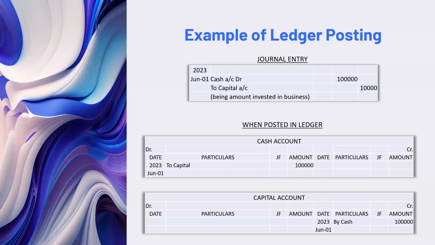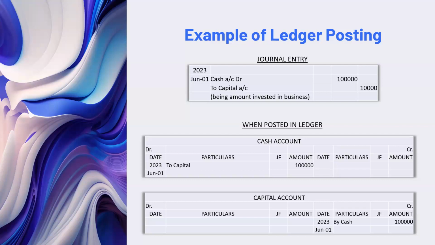Yeah, can you please say the rules, the three rules which you say? Can you repeat, please? Sure. We have three types of accounts, right? Personal, real, and nominal accounts.